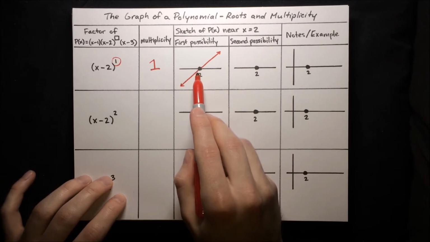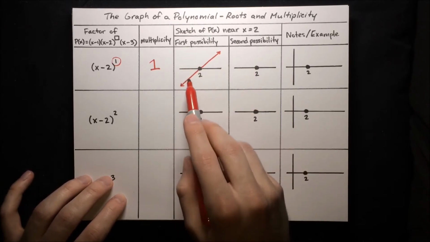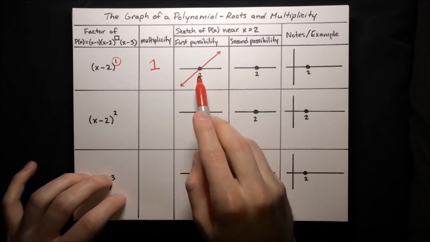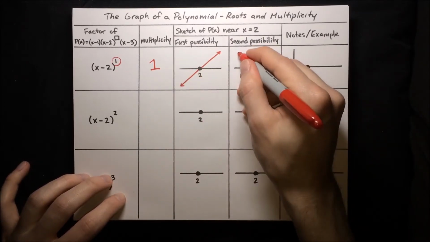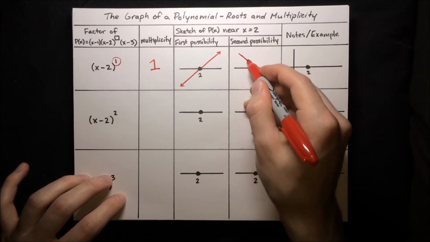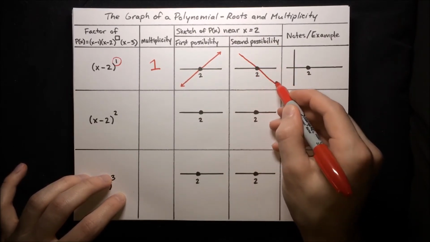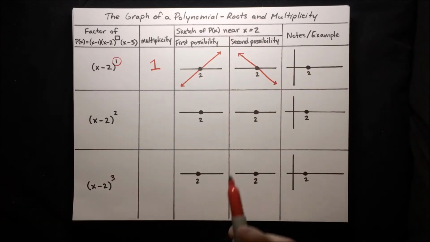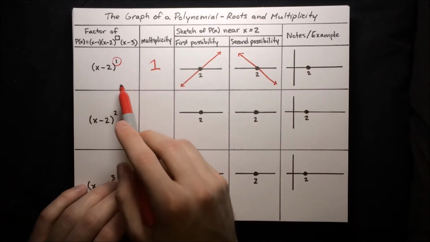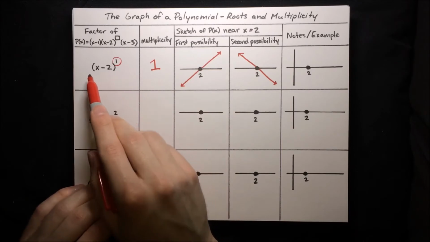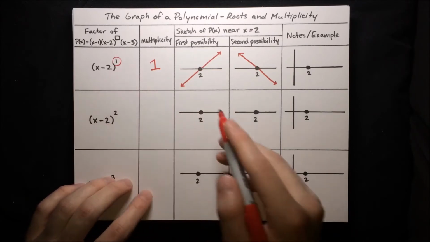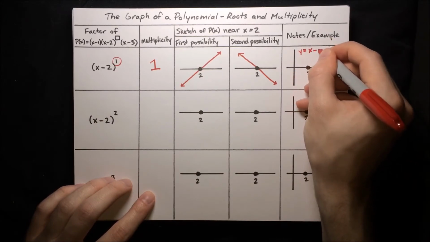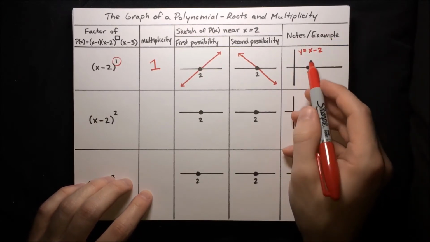The other possibility is just the opposite scenario. Still a straight line, still going through 2, but this time it's starting from the positive side. So starting from the positive side and then coming down to hit the root and then going through to the negative side. Now, to make things concrete, let's give an actual example of a function, a polynomial having a root of x minus 2 to the first power. How about just y equals x minus 2. That's the simplest example we can do.